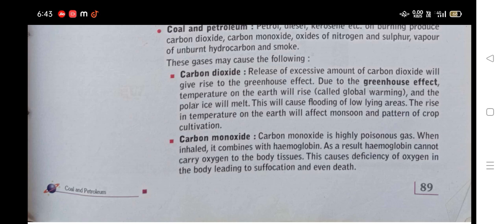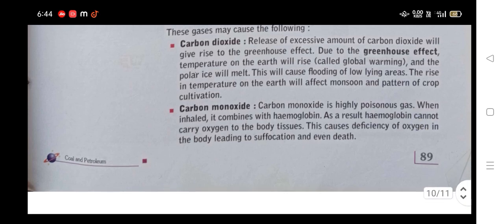Carbon dioxide. Release of excessive amount of carbon dioxide will give rise to the greenhouse effect. Due to the greenhouse effect, temperature on the earth will rise, called global warming, and the polar ice will melt. This will cause flooding of low-lying areas. The rise in temperature on the earth will affect monsoon and pattern of crop cultivation.